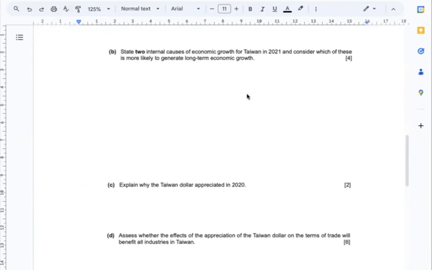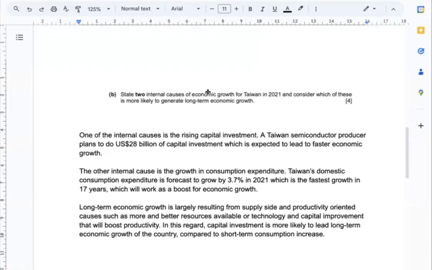Question B, cite 2 internal causes of economic growth for Taiwan in 2021 and consider which of these is more likely to generate long-term economic growth. I can say that one of the internal causes is the rising capital investment. A Taiwan semiconductor producer plans to do 28 billion US dollars of capital investment, which is expected to lead to faster and fundamental economic growth.